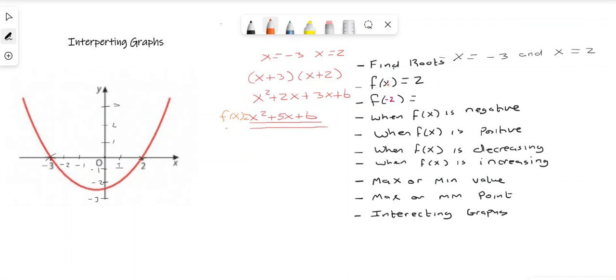What this is asking you for is the value of x. So when y is equal to 2, what's the value of x, or what's function x? So what's function x when x is equal to 2? What we can do is have a look here.